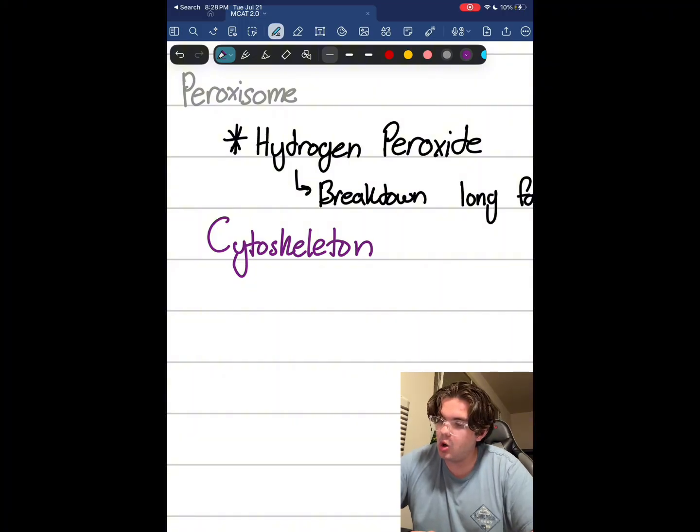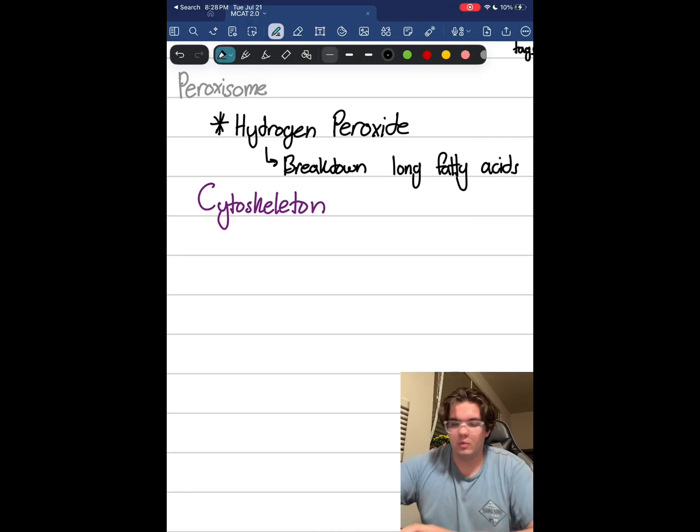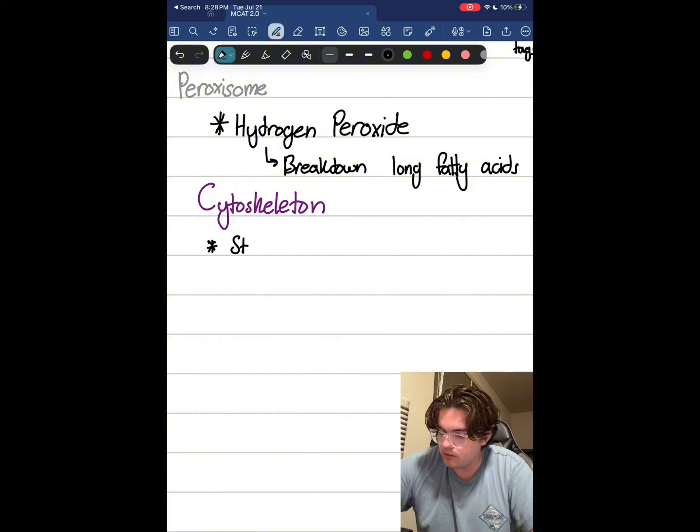So, overall, a general gist of what the cytoskeleton is. Kind of like our skeleton, it is for structure plus maintaining shape.